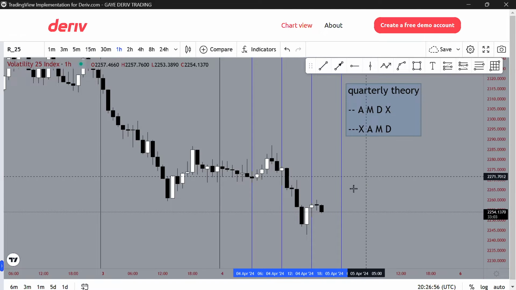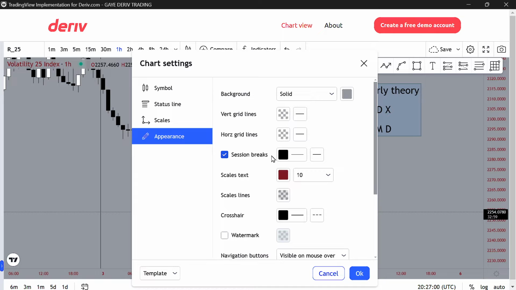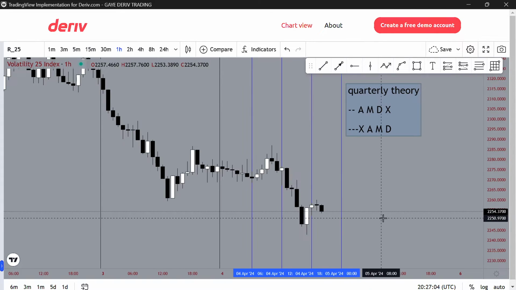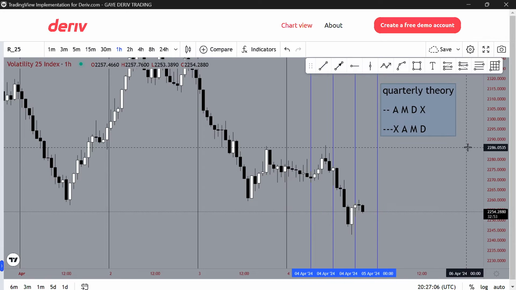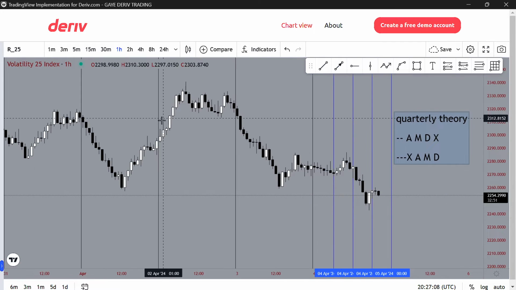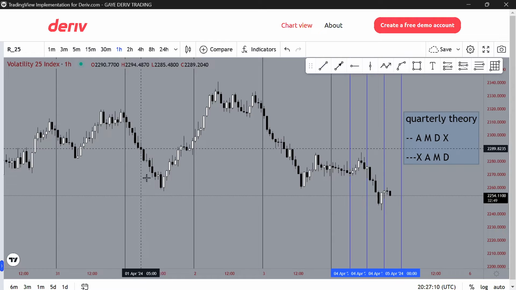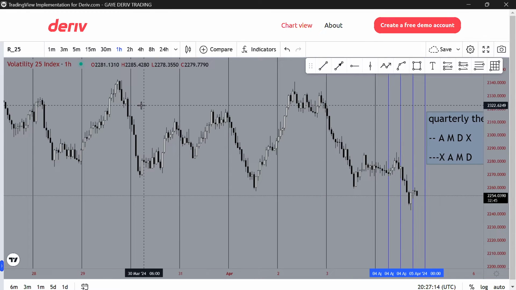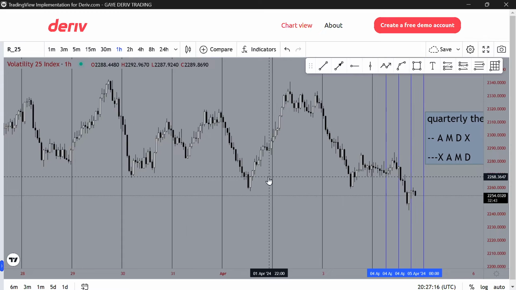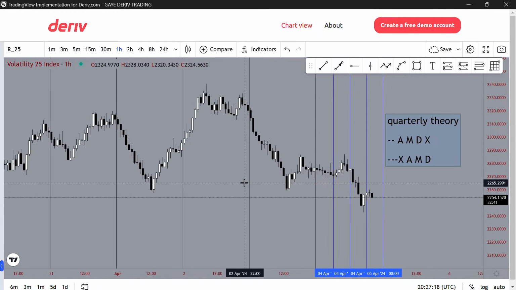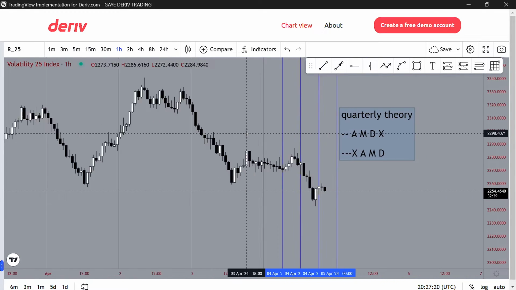All right, so now that you have your time zone, you can also turn your session breaks indicator on so that it can give you the breaks, the 24-hour breaks for each day. So these black lines are separating each 24 hours of trading for a particular day.